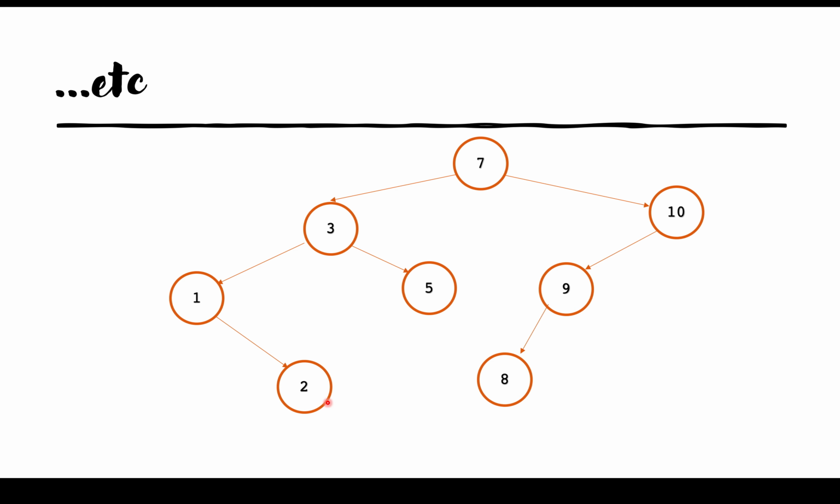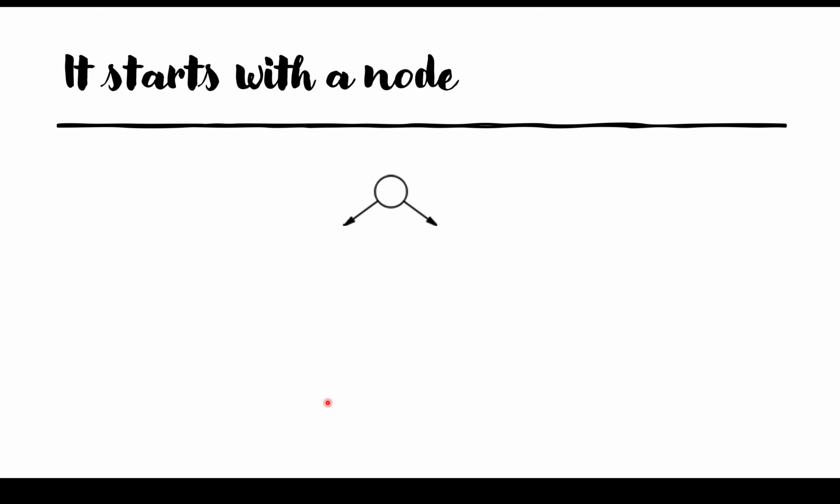And basically, how do we add these? How does this work programmatically? How do we build it? It starts with a node. So we have to build a class node. We have a value, and we have a left and a right side.